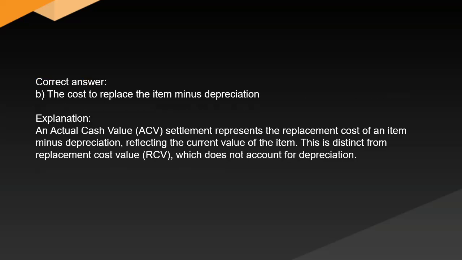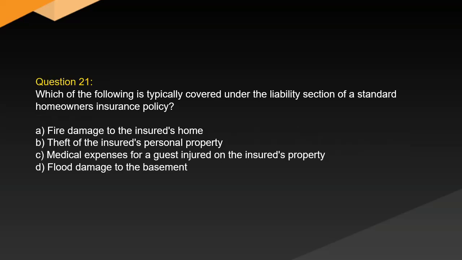Correct answer. B. The cost to replace the item minus depreciation. Explanation. An actual cash value, ACV, settlement represents the replacement cost of an item minus depreciation, reflecting the current value of the item. This is distinct from replacement cost value, RCV, which does not account for depreciation. Question 21.